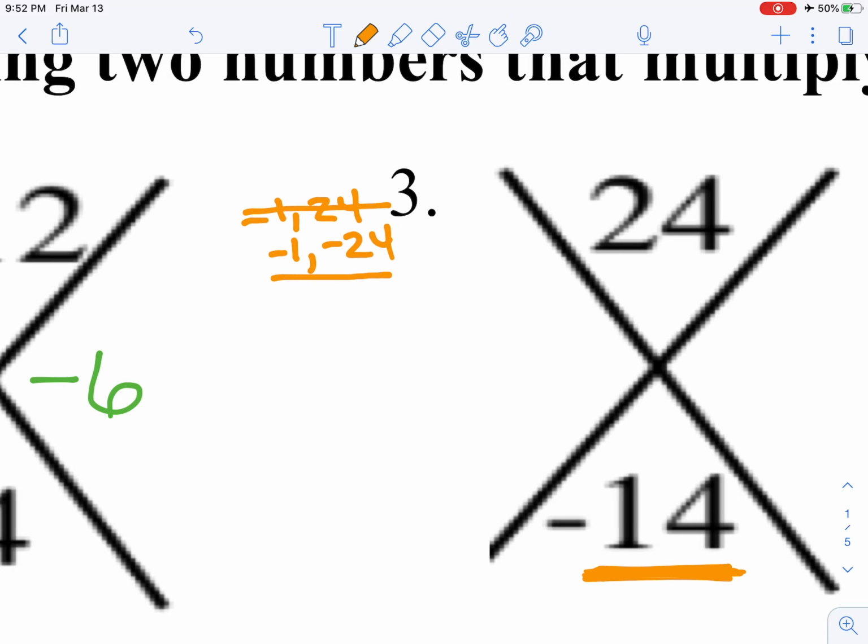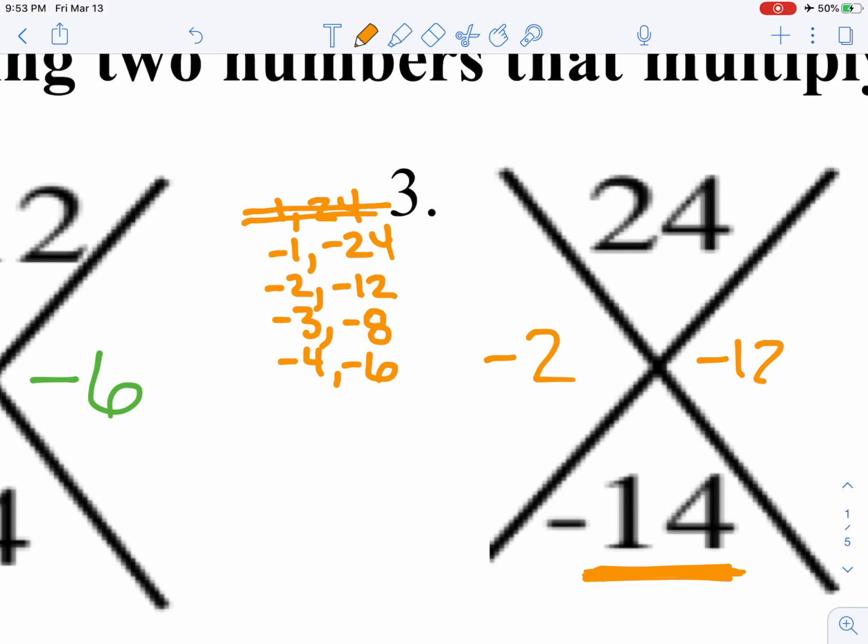So I don't really need the positive ones this time. I just need the negative ones. So we're going to switch to just doing the negative ones. It'll be faster. So I have negative 2 and negative 12, negative 3 and negative 8, negative 4 and negative 6. Negative 5 doesn't go in. Okay, so which one of those factors gets us to the negative 14? Negative 2 and negative 12.